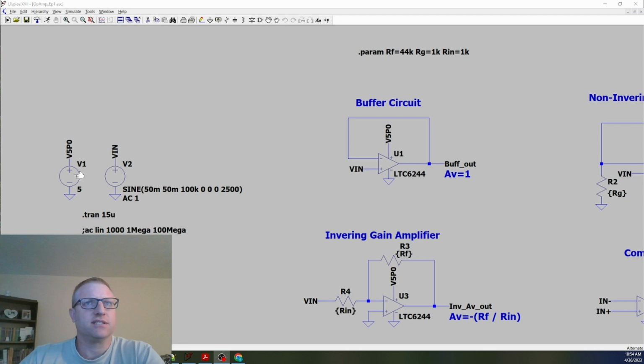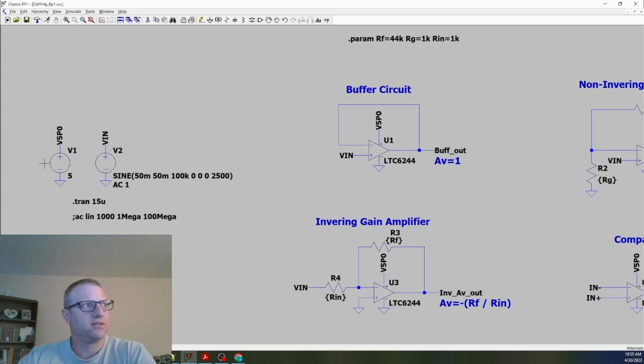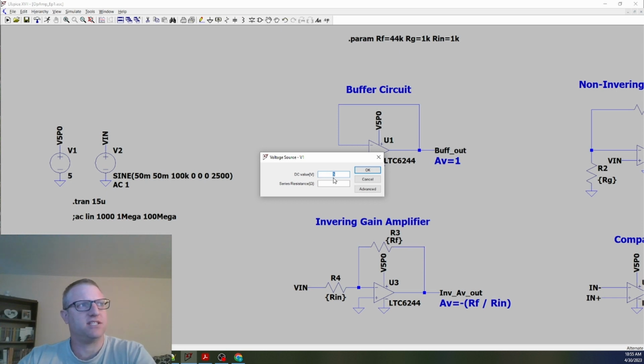And so what we're going to start with is we're going to go ahead and put two voltage sources. This is going to be our 5-volt rail. So our VCC as a DC power supply, and then we will create a sine wave. So this one right here, I've just got it set up. I didn't go into advanced. I just need a DC power supply for our VCC rail. So I just gave it a value of 5.